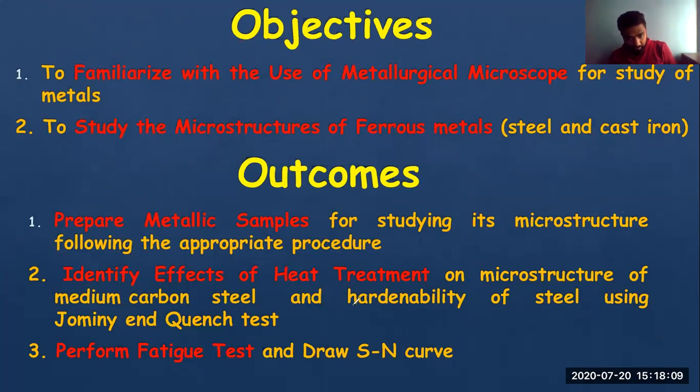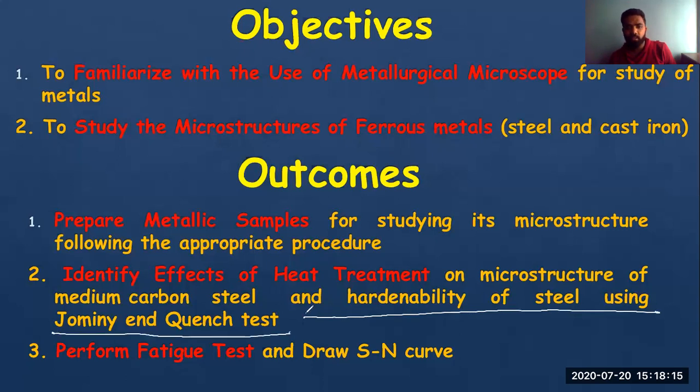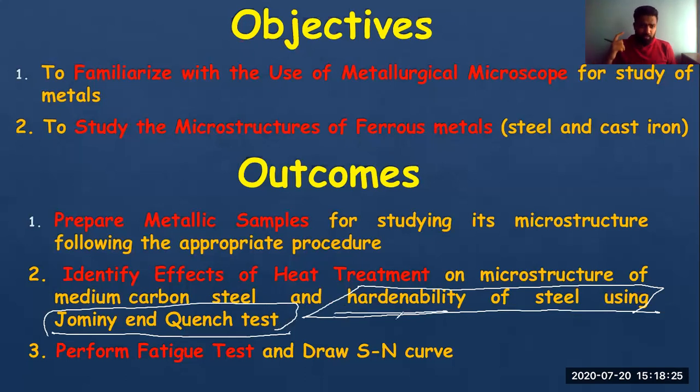One more part is added. You have to identify the effect of hardenability of steel using the Jominy end quench test. There is a test to determine the hardenability, how hard the steel can get, and that test was given by the scientist Jominy. That's why it is called the Jominy end quench test. So you will study the effect of heat treatments as well as the effect of hardenability.